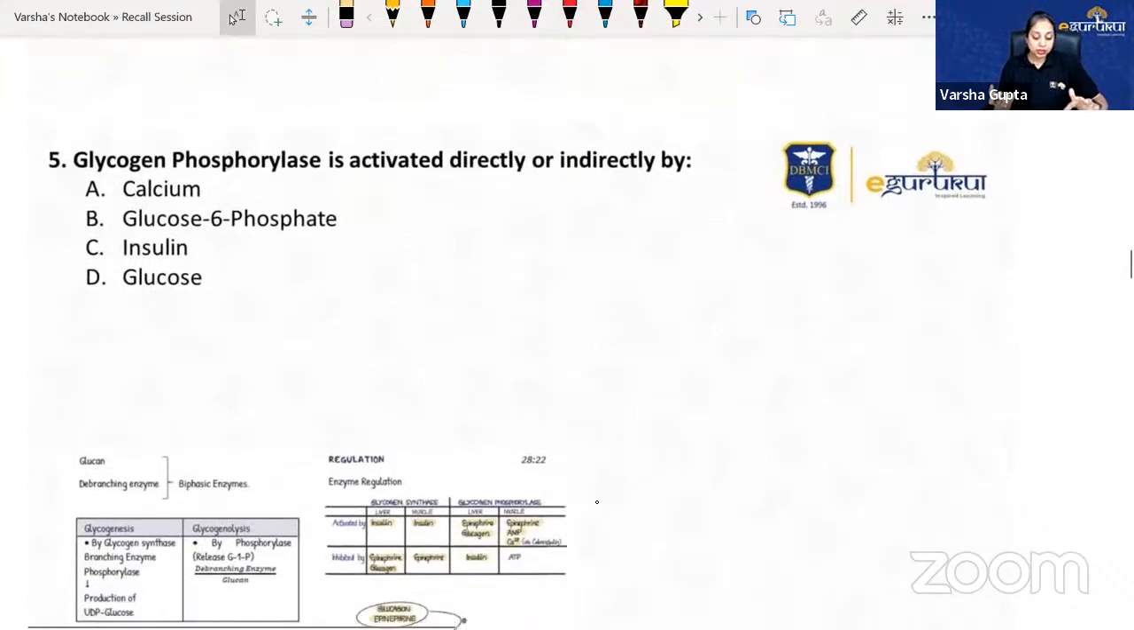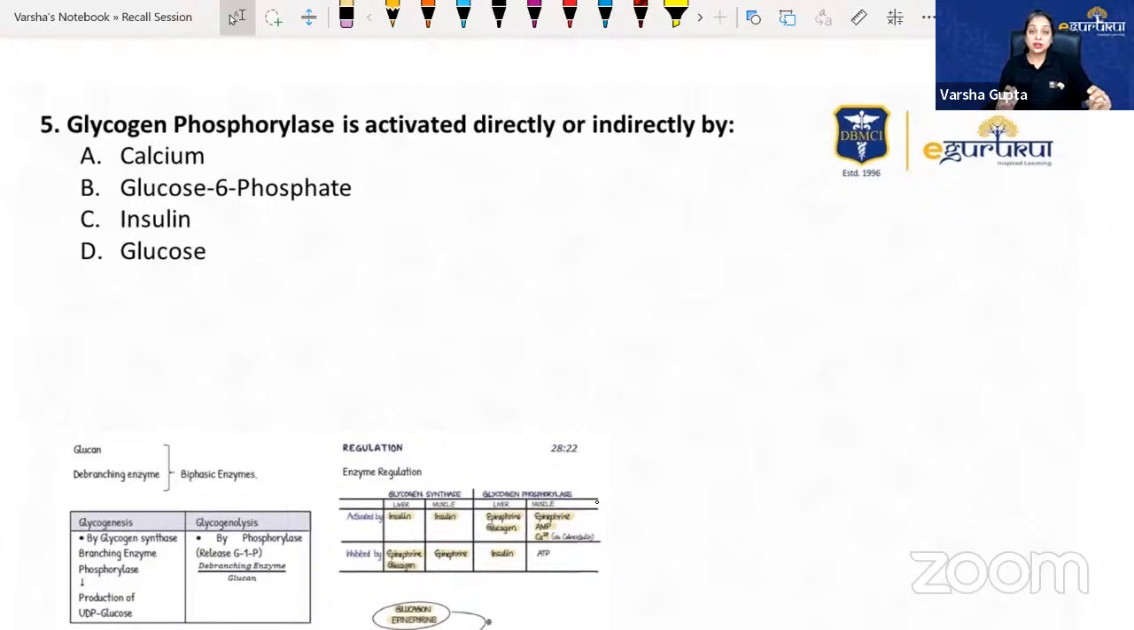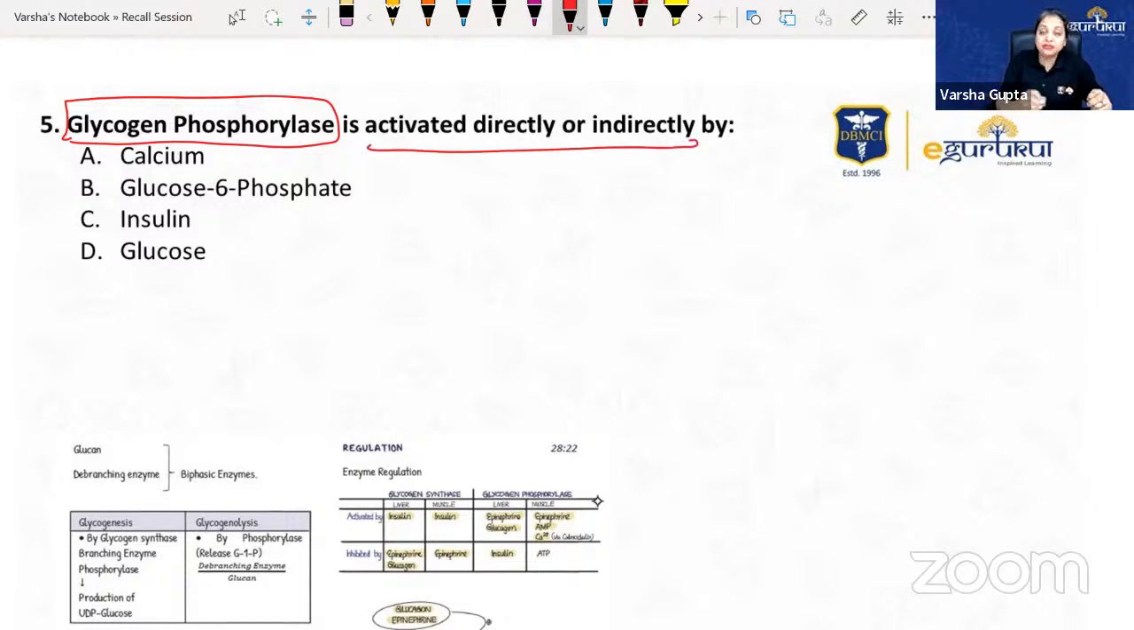So let's do the next question. That is question number 5, and that was about the enzyme glycogen phosphorylase. So the name is telling you that it is related to glycogen metabolism. It's activated or deactivated by what? I always emphasize regulation.